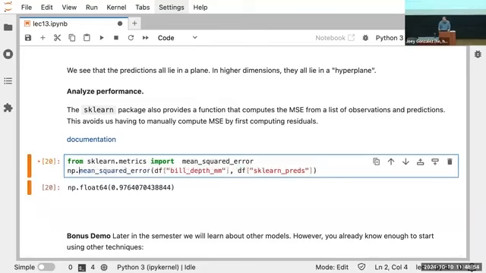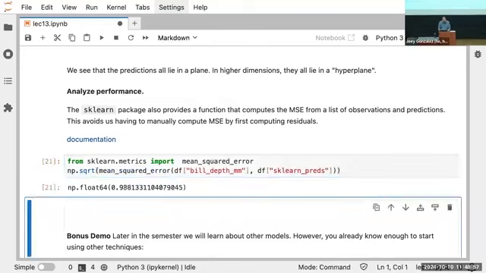What should I do? Take the square root. What units is that in? Millimeters. So on average, I'm about 1 millimeter off in my predictions. Pretty good model. I'm pretty happy with that.